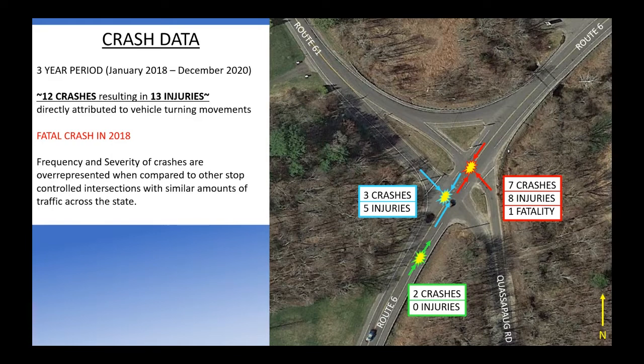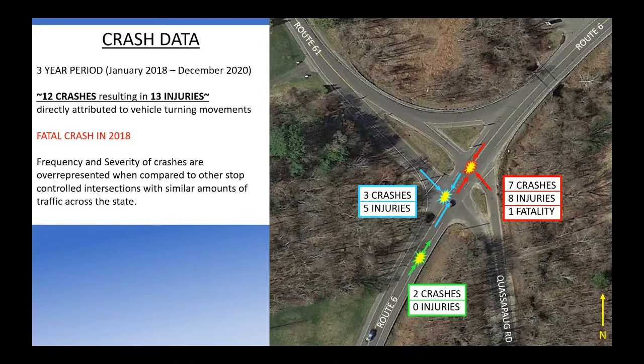The crash patterns shown in blue are angle, head-on, or T-bone crashes of vehicles turning off of Route 61 and onto Route 6, and over the 3-year period there were 3 crashes with 5 injuries. The crash patterns shown in green are rear-end crashes along Route 6 heading eastbound.